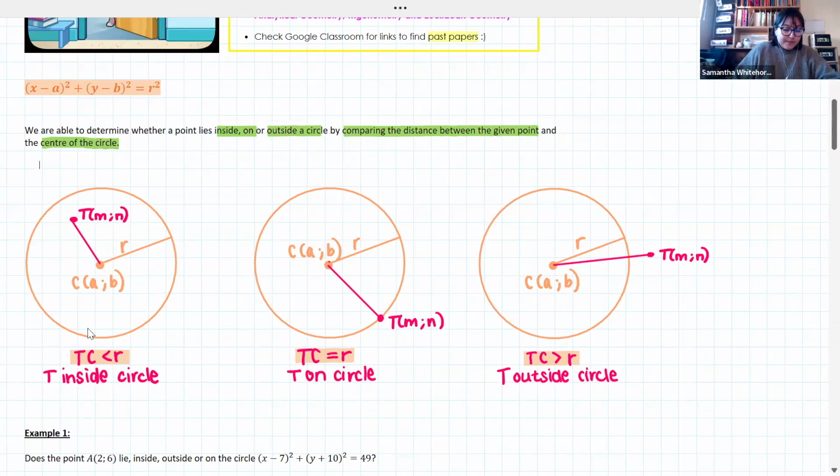So the first situation, TC is the length from your center to your point. I'm just using point T. If the length from your center to your point is less than your radius, it's inside the circle. If your length from the center to your point is equal to your radius, it's on the circle circumference. And if the length from your center to the point is greater than your radius, it falls outside your circle. So that's essentially how you can now go and figure out whether or not a point is in, on, or outside your circle. I'll give you a second to screenshot that, and then we'll have a look at some examples.